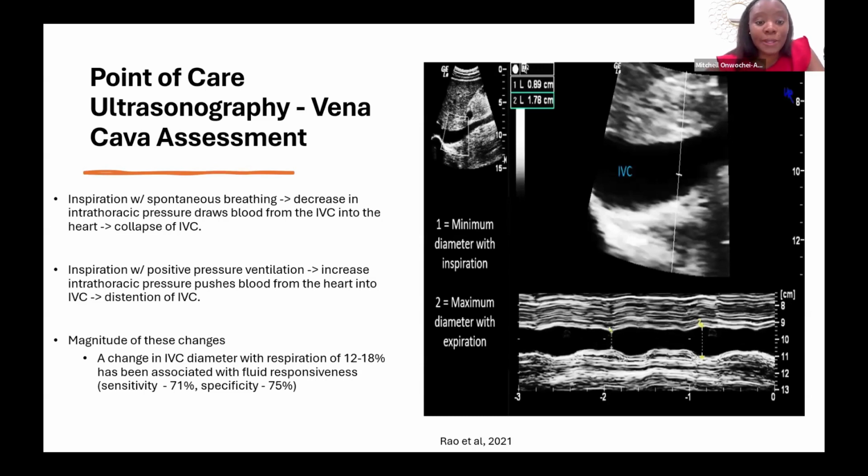It's been shown that if the change in IVC diameter is between 12 to 18%, then it's been associated with fluid responsiveness. And this has been found to have a 71% sensitivity and a 75% specificity. And this is something you can do at bedside. It's non-invasive. You don't need to do any procedures. Just put the probe on the patient and take it off when you're done.